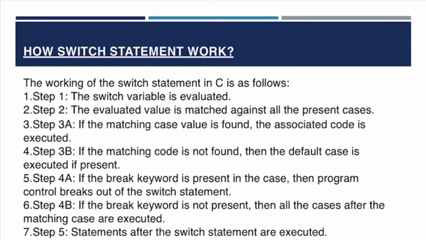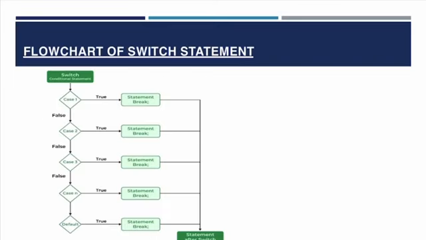Step 4: if the break keyword is present in the case, then program control breaks out of the switch statement. And if the break keyword is not present, then all the cases after the matching case are executed. Step 5: statements after the switch statement are executed. We can also understand the working of the switch statement in C using the flowchart. Here is the flowchart of the switch statement.